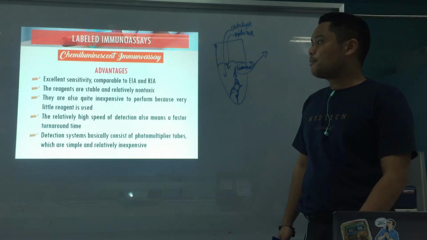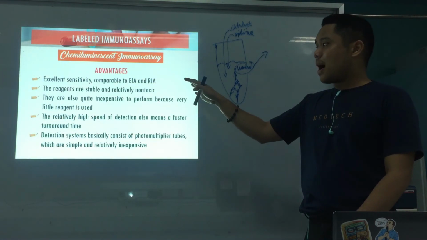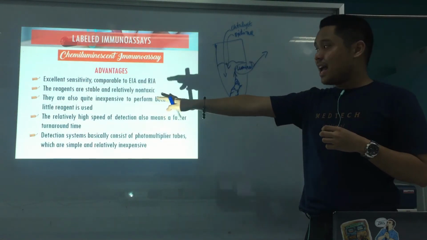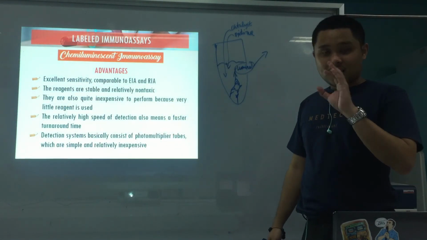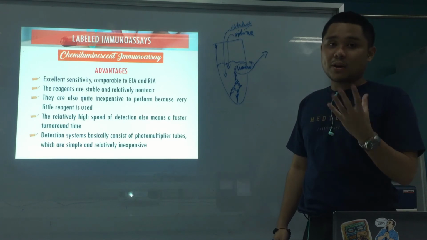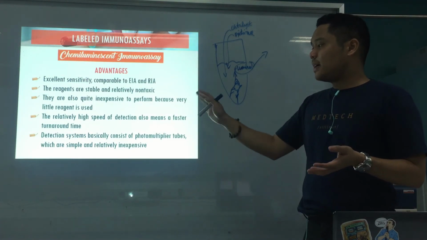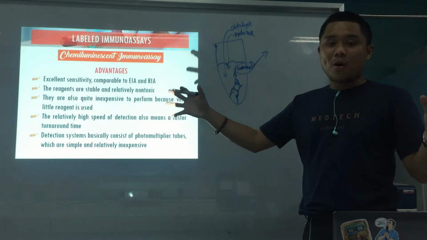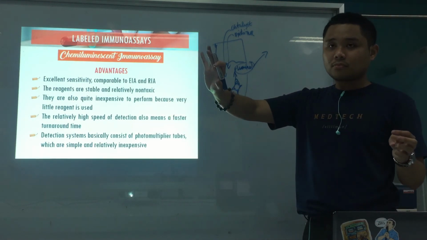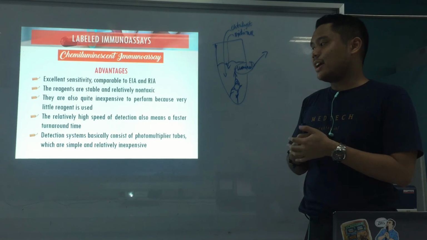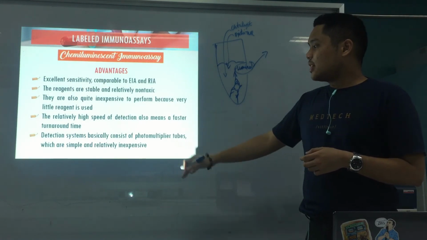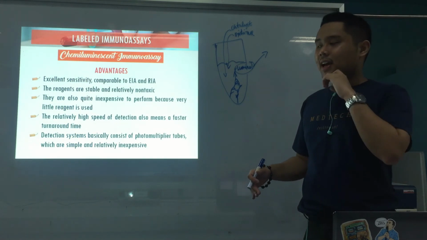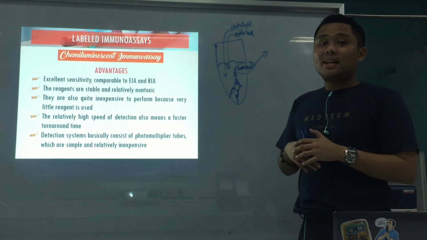And for its advantages: excellent sensitivity, comparable to EIA, enzyme immunoassay, and RIA. Reagents are stable and non-toxic. Quite inexpensive to perform because very little reagent is used. High speed of detection, meaning faster turnaround time, faster release of results. That's good, okay? And detection systems consist of photomultiplier tubes, because again, you're detecting light. And they are simple and relatively inexpensive.